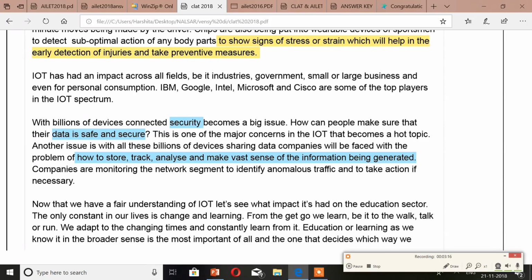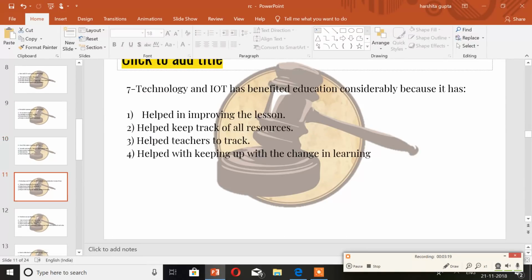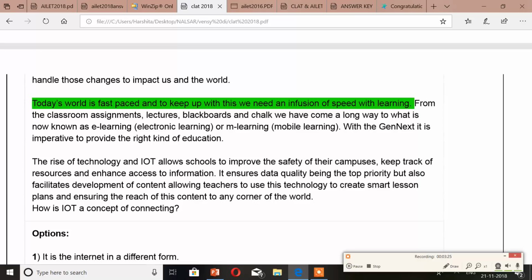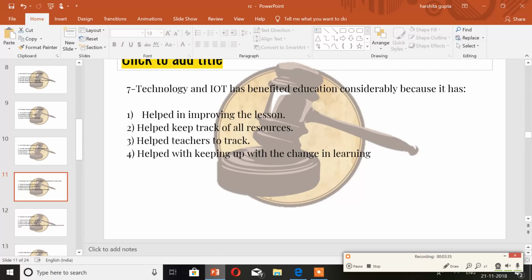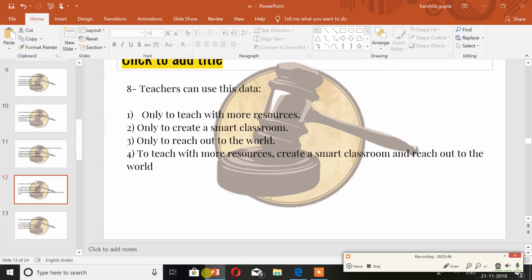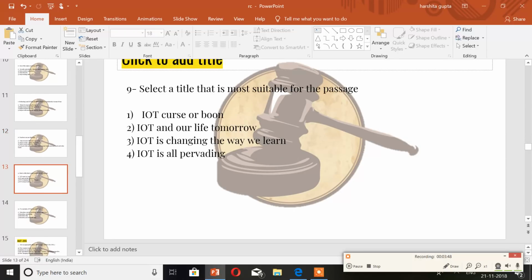Okay, now we move on to another question. It is how it benefited the field of education. So we will just look at this part, that to keep up with this need, the need of the changing world. Okay, so the answer is 4, obviously. Okay, help in keeping it with the change in learning. Now teachers can, this again the same technique. The answer is 4. The only thing is you just think a lot before marking that.